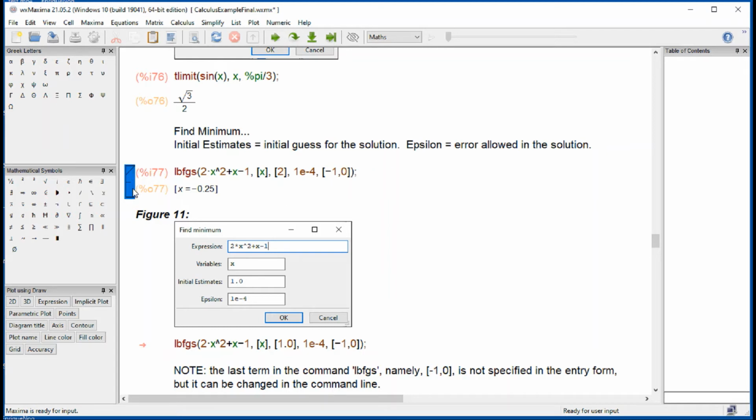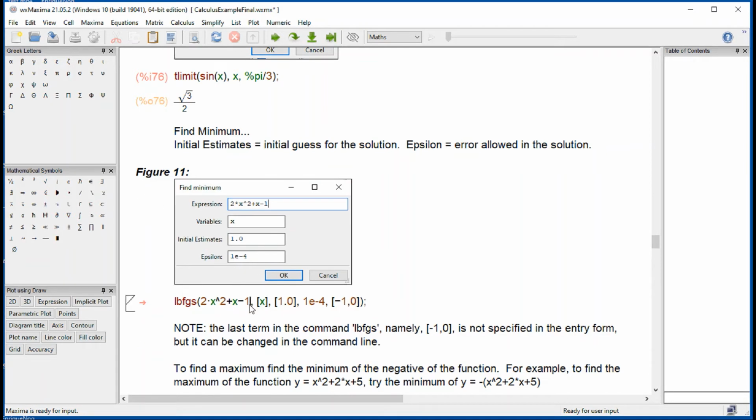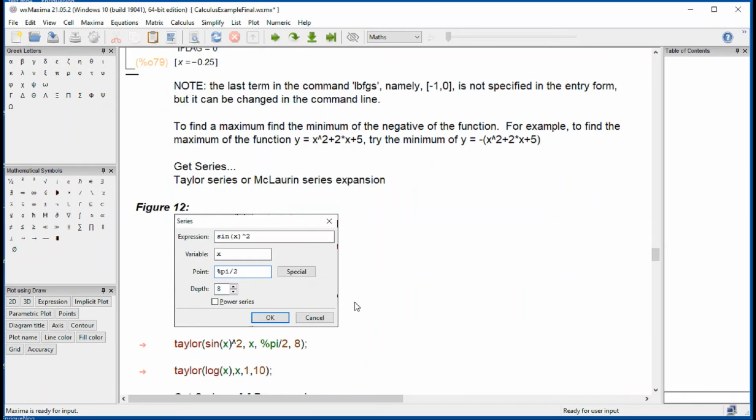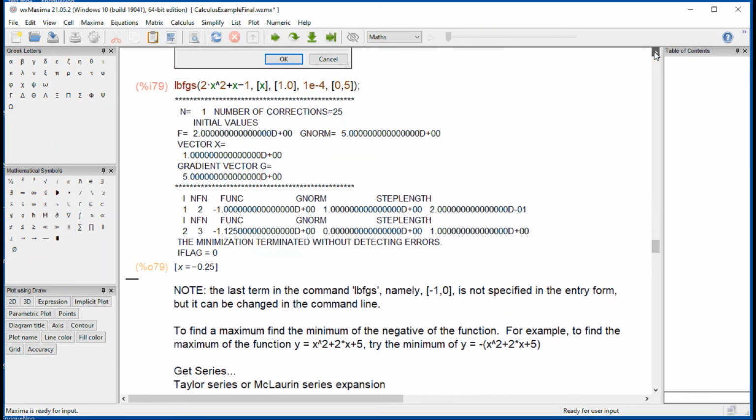So I'm going to delete this. My original version was a guess of 1, and I need it to come out as minus 5.25. If I had something like 0, say 0 to 5 here, and I try to find it, it gives me a lot of information there.